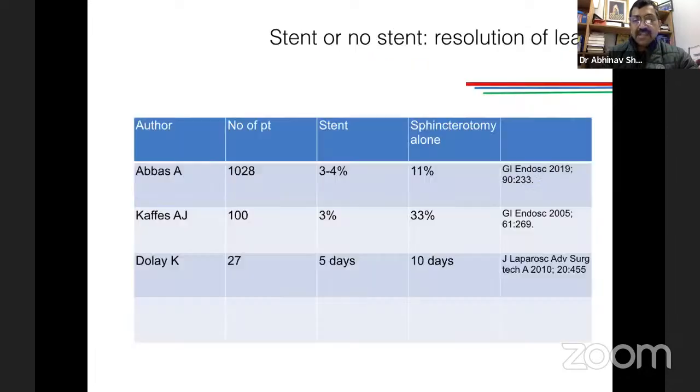But this was challenged with subsequent studies. These are three studies looking at whether sphincterotomy alone is sufficient, or whether a stent is required. And these studies demonstrated that if you put a stent along with the sphincterotomy, the success rate improves, and the resolution of bile leak is also quicker. So nowadays, the dictum is you do sphincterotomy, but you also put a stent irrespective of the grade of leak.